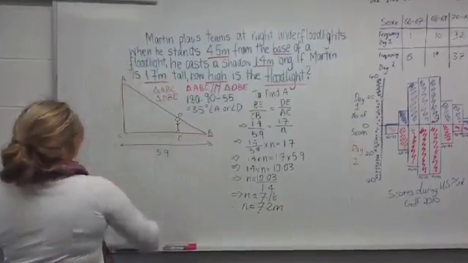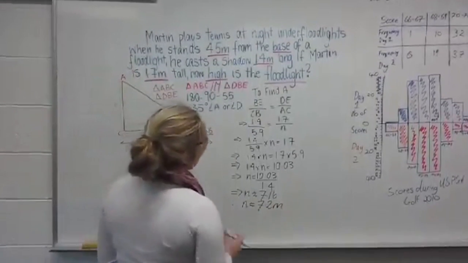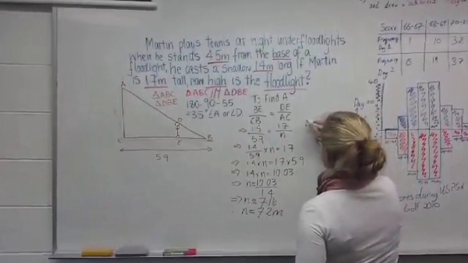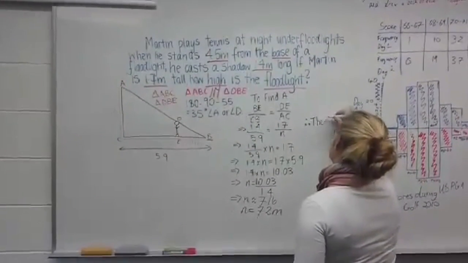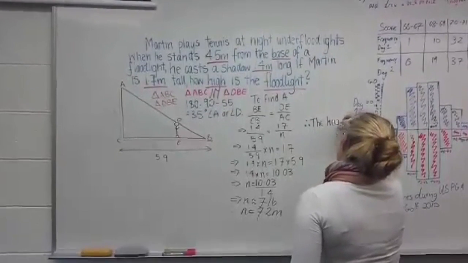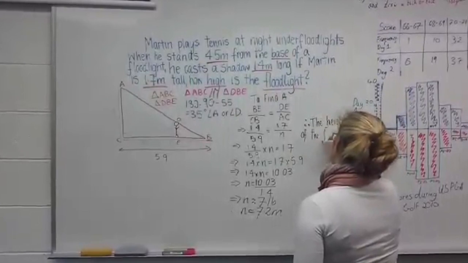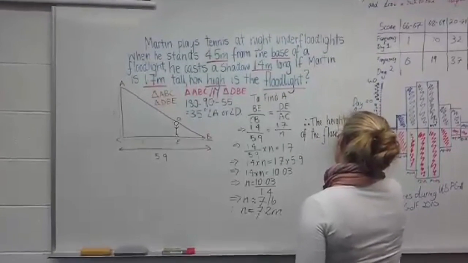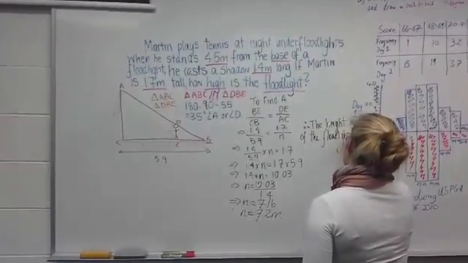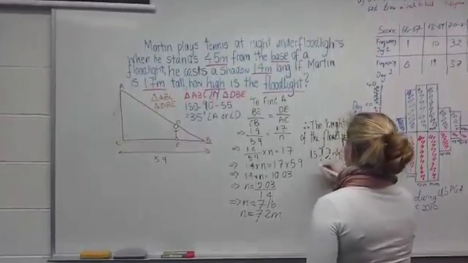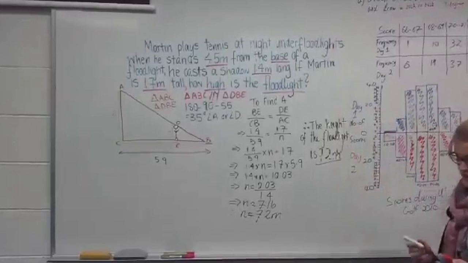Because the question was worded, we must then give our answer as a worded answer. So we then say, therefore, the height of the floodlight is 7.2 metres. And you have successfully answered the question.